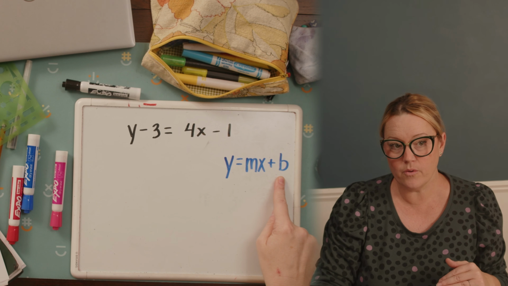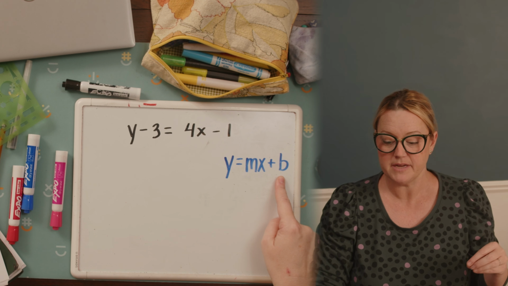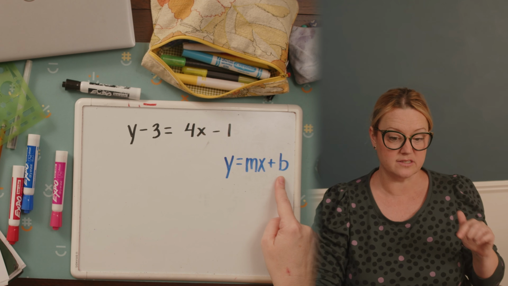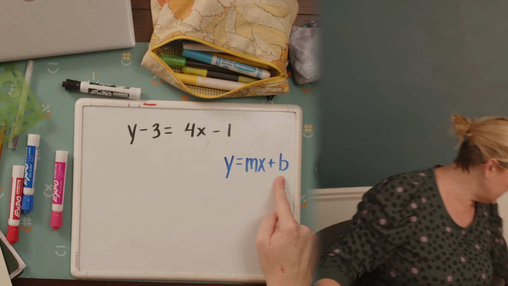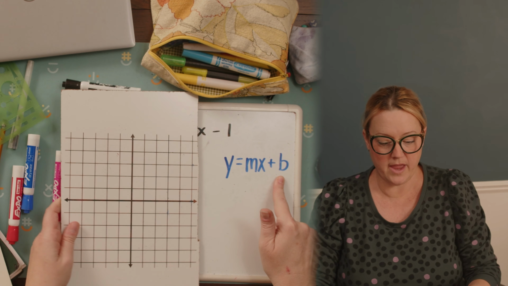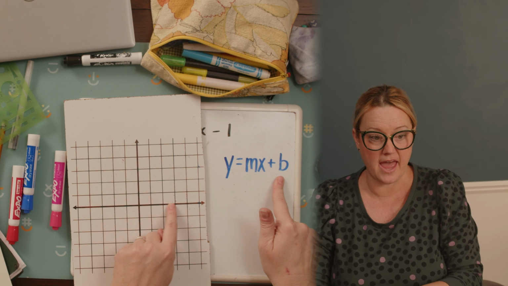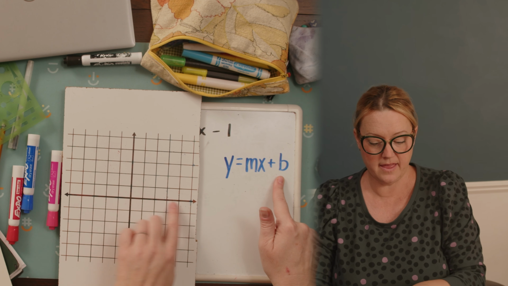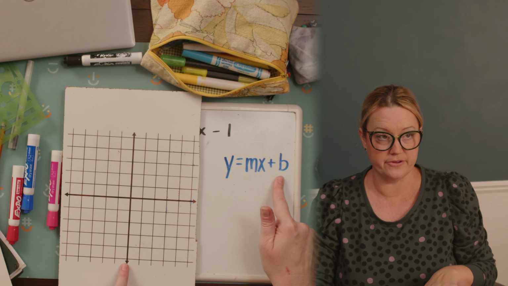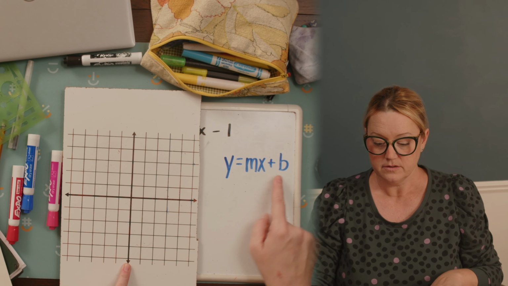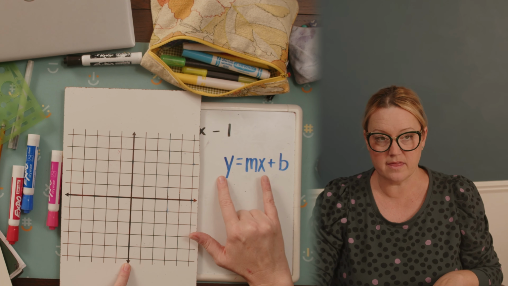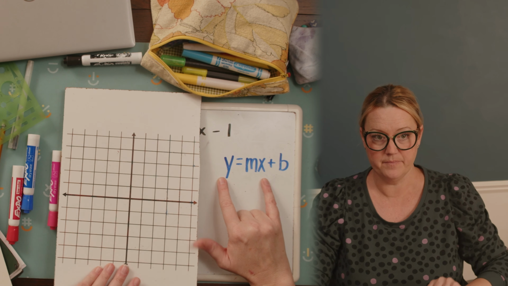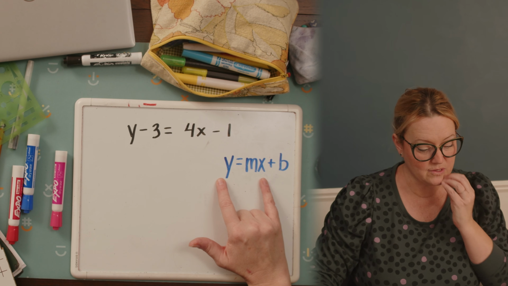The b always stands for the y-intercept. That's where it intersects the y-axis. So we have the x-axis, which is all the x values, and then the y values are here. This x and this y make up the points. So x and y are going to be the points.